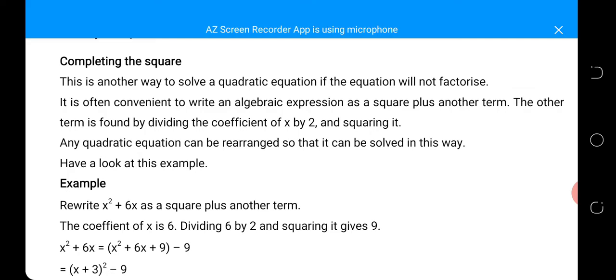The other term is found by dividing the coefficient of x by 2 and squaring it. Any quadratic equation can be rearranged so that it can be solved in this way. Let's have a look at this example.